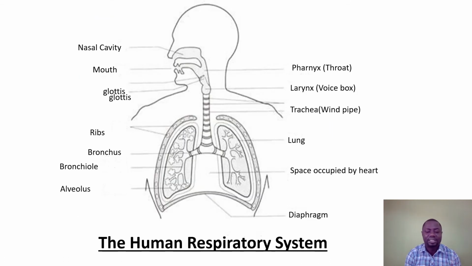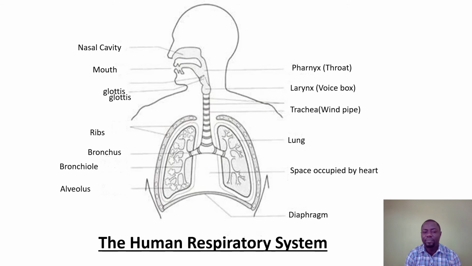Now this is the human respiratory system. Take a good close look at it. What can you mention? Let's start from the extreme right. We have the pharynx. That is what we call the throat. We also have the larynx, what we call the voice box. So anytime you remember pharynx, remember larynx as well.